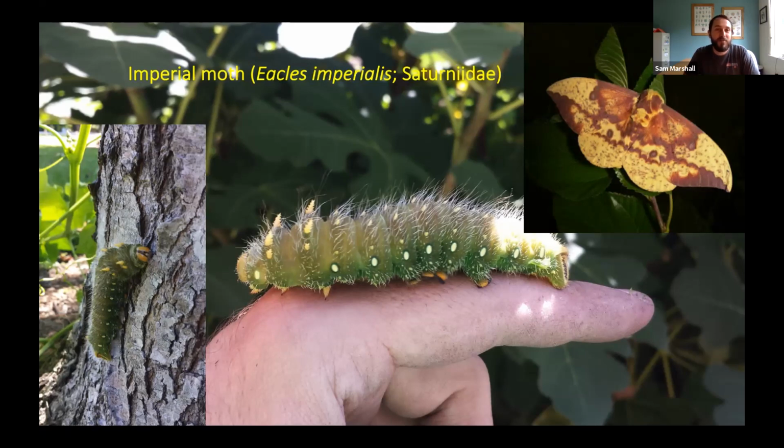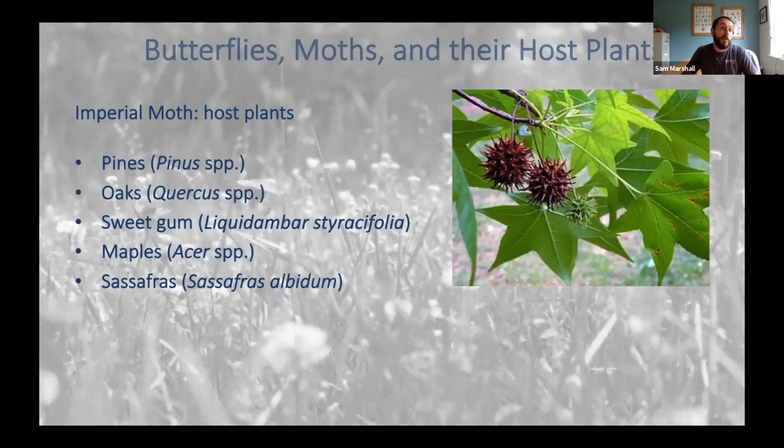I found this one in late August, early September, and I think it was wandering. I found it aimlessly crawling around in a parking lot. So I got a chance to get some pictures, and then I set it free in the fig bush that you see behind me there. But this is a common one, and you will see it most of the year in the warmer months. It has a really large host range. It can feed on plants in the Pinus genus. It can feed on oaks, sweet gums, maples, and sassafras.